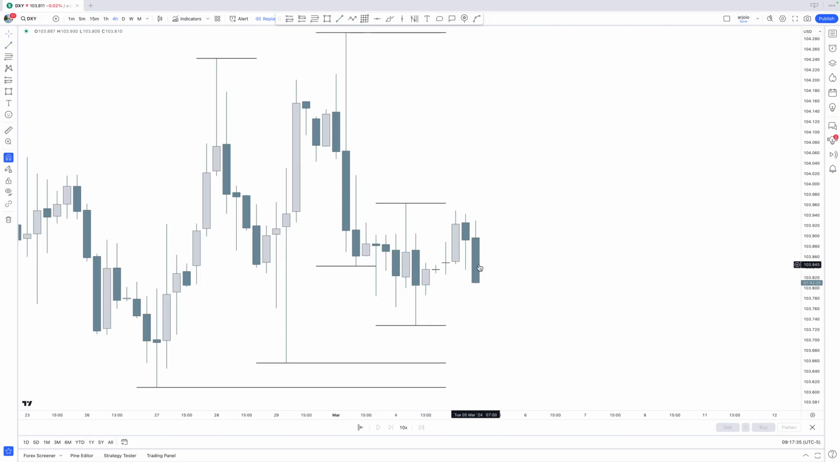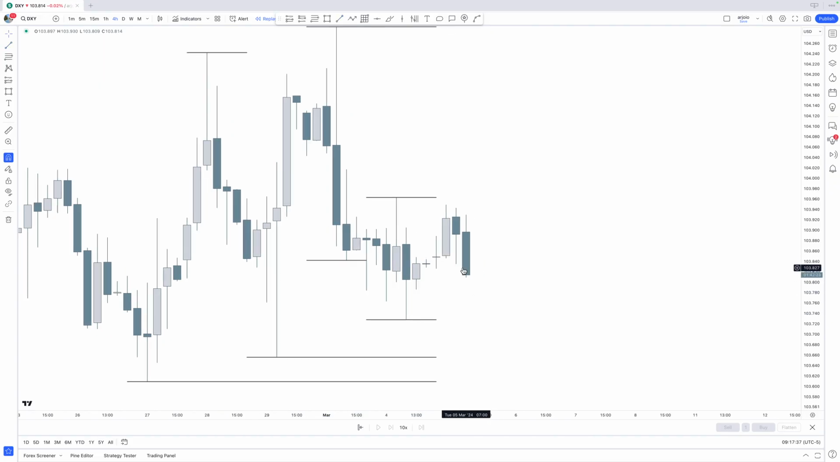But ideally, what we want to do is wait for a new fair value gap continuing lower that we might currently be creating right there, to then target those lows again.